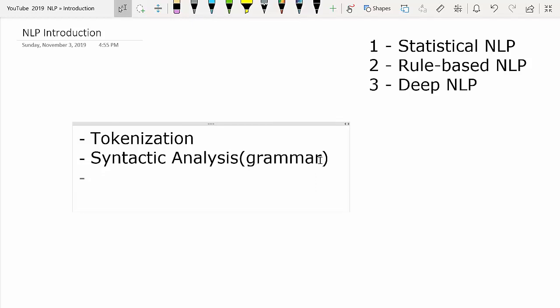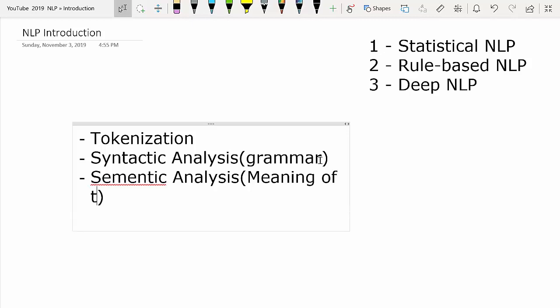Now, once we are able to understand what are the units, and then we are able to understand how those units are placed together, then we should be able to make sense, or derive meaning out of those units. So we call them semantic analysis, which is pretty much the meaning of the sentence.